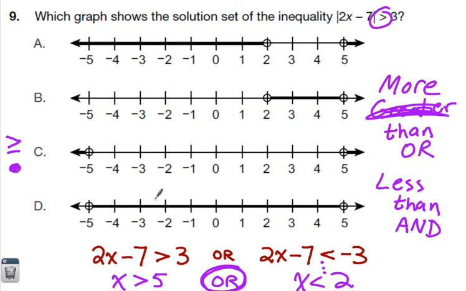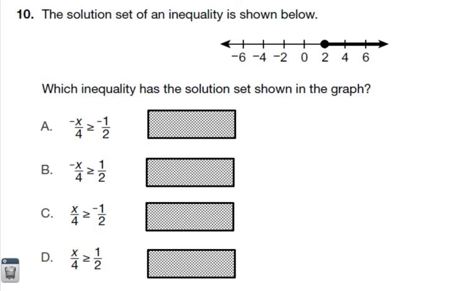So sorry for being extra thorough. But x is greater than 5, okay, that checks out. Or x is less than 2. So it seems to be A, but just want to make sure that it's not C, that it's not D, and that it's not B. No, it's A. All right? Number 10.